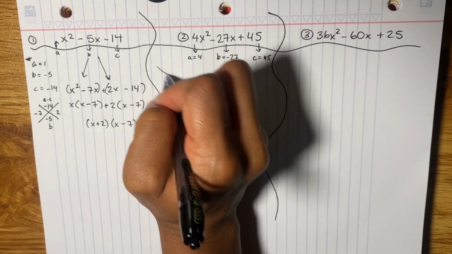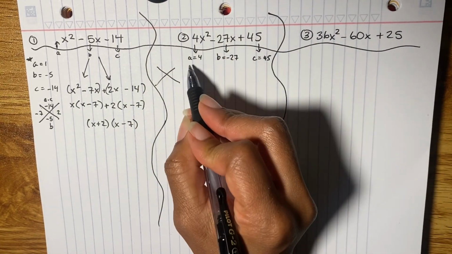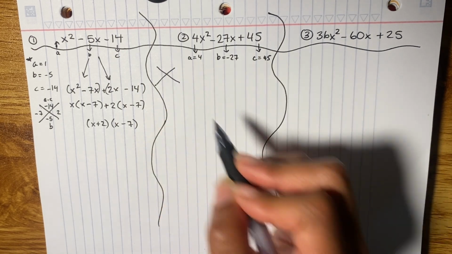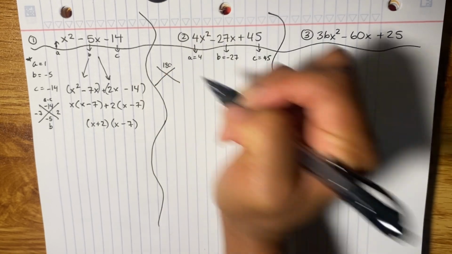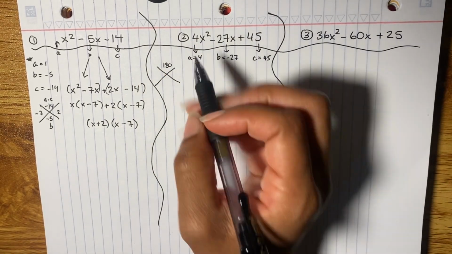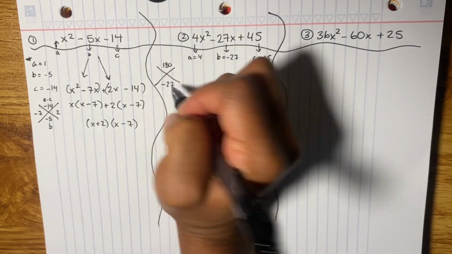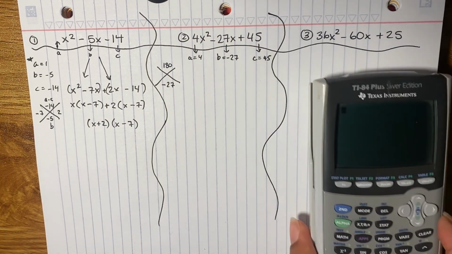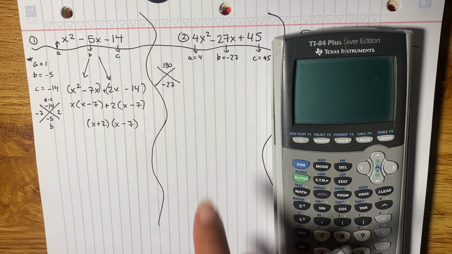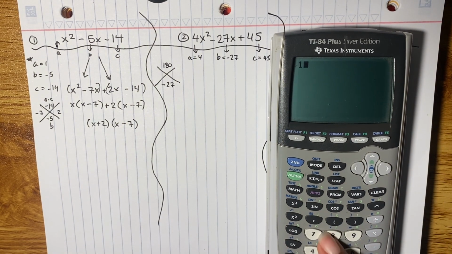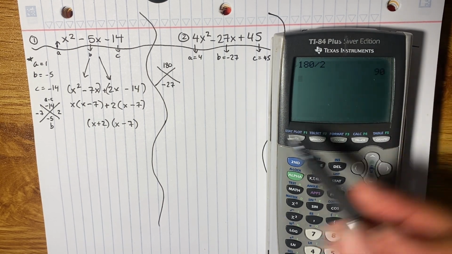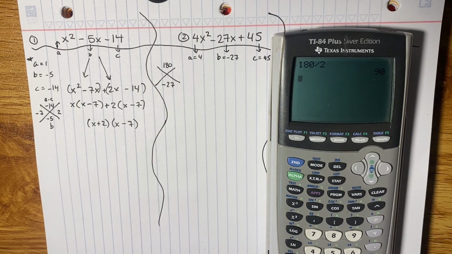So what you're going to do is draw the x again. You're going to take the a times the c and place it on top. 4 times 45 is 180. -27 goes on the bottom, remember B for bottom. And then you need to identify the factors of 180 that can add to give you -27. So you're going to take your calculator and divide 180 by potential factors. So I'm thinking divide 180 by 2, I get 90. 90 plus 2 is not 27. So you keep going.